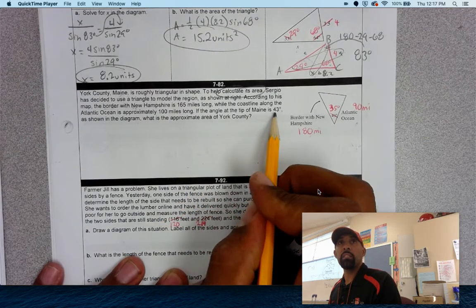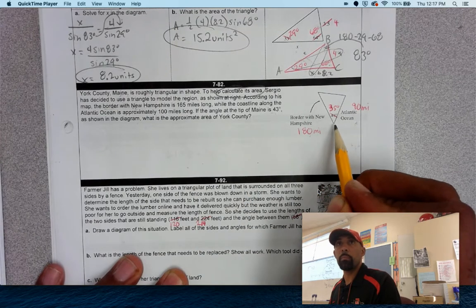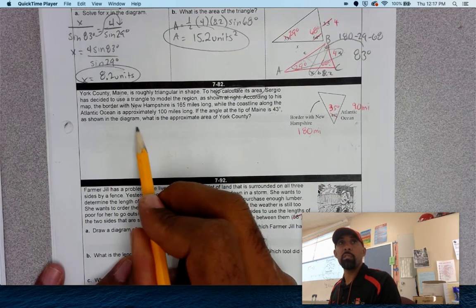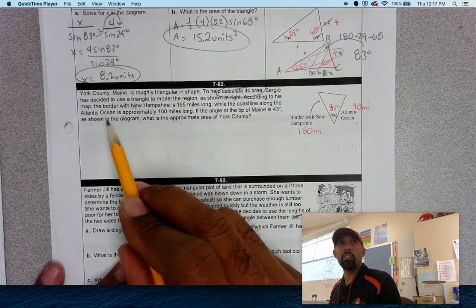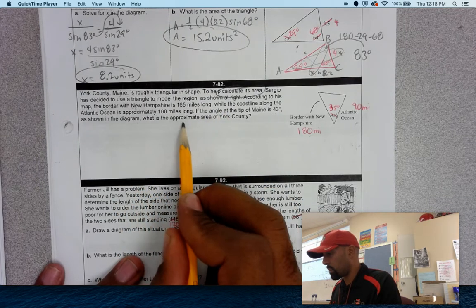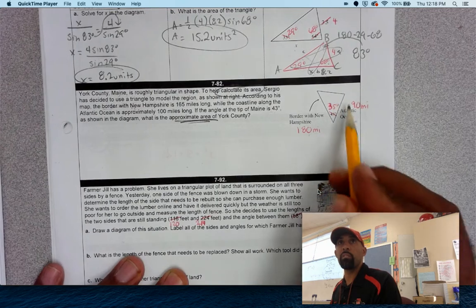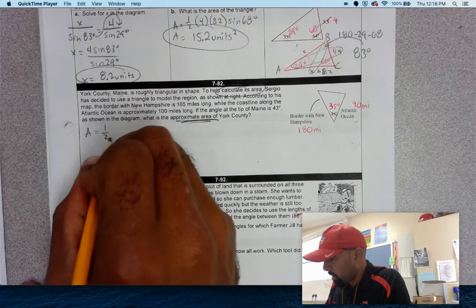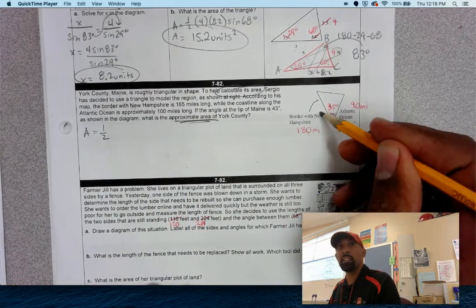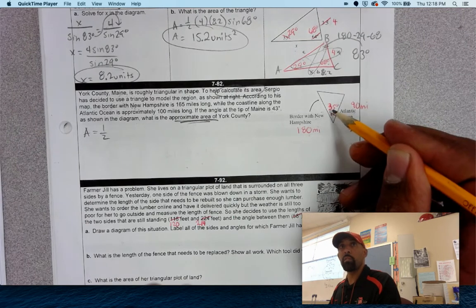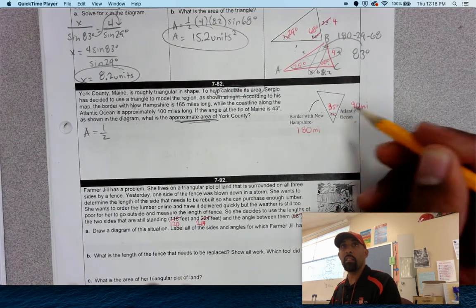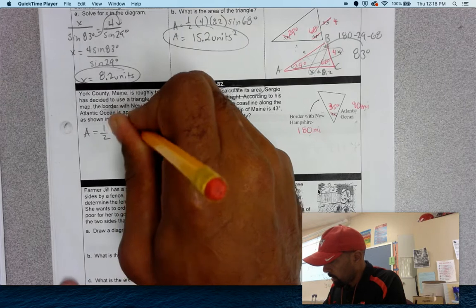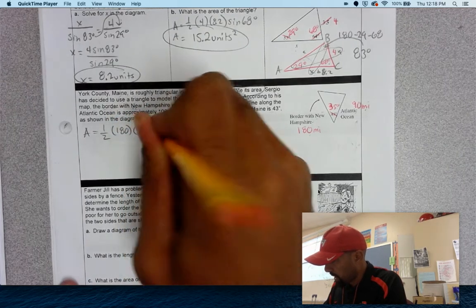If the angle at the tip of Maine is 43 degrees, so like the tip of Maine right here, and I'm using 35 instead of 43, as shown in the diagram. What is the approximate area of York County? So we're basically looking for the area of this triangle region. Okay, so here we're going to set up our formula. Now remember, we need two sides with an angle in the middle. And here's our side on the left, which is 180, and our other side, 90, and an angle in the middle. So 180 times 90 times the sine of the angle in between the two.